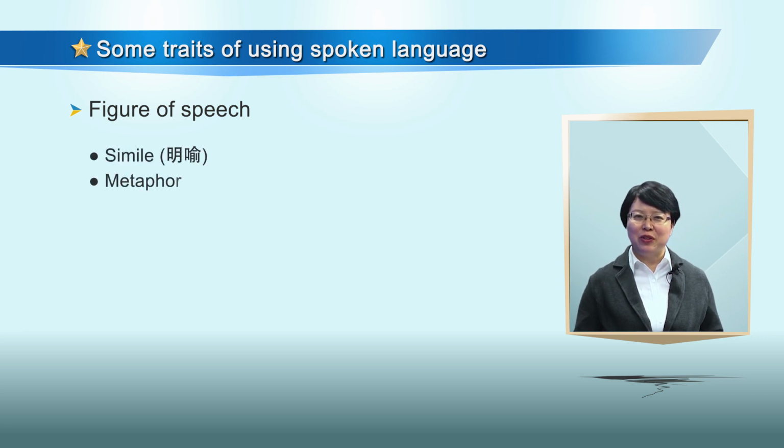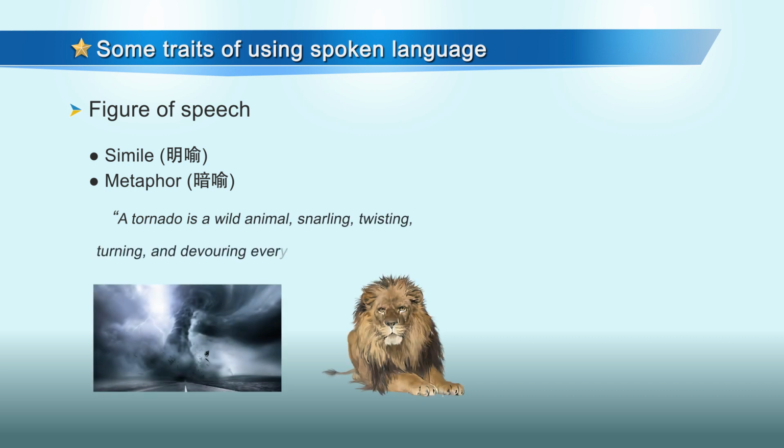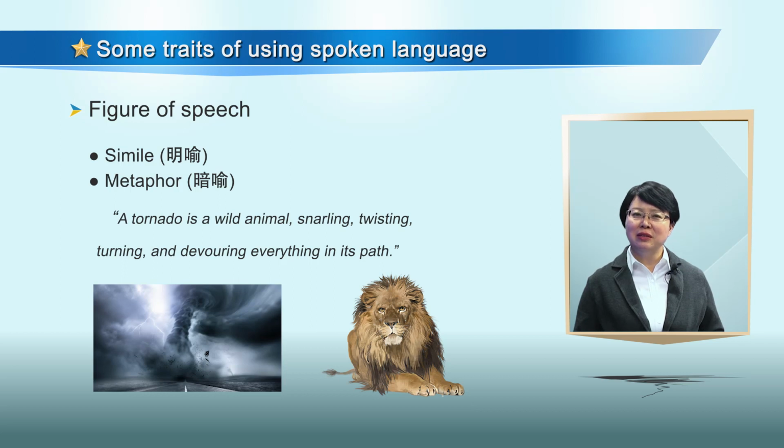simile and metaphor. Such technique draws a comparison between 2 dissimilar things. A tornado is a wild animal snarling, twisting, turning, and devouring everything in its path. This sentence compares a tornado to a wild animal. With all the verbal descriptions, you can imagine its destructive power.